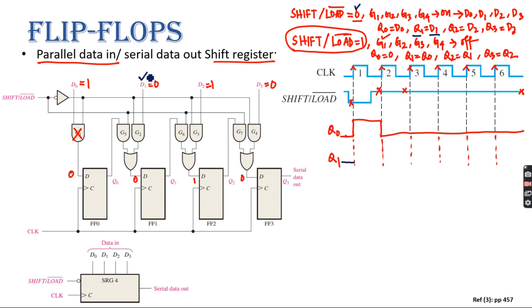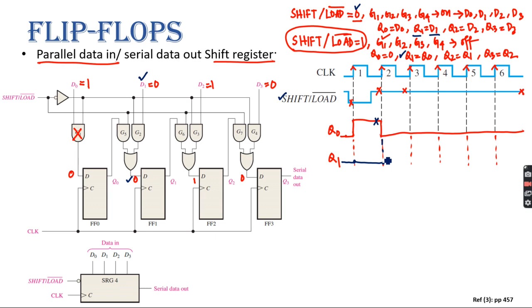What was the value of D1? 0, right? So it will continue to be 0 until it gets the next positive edge, right? So just before the next positive edge, what is the value of this command? 1, right? Yes, sir. So when it is 1, what will be my Q1? Q0. So just before this pulse, what is the value of Q0?